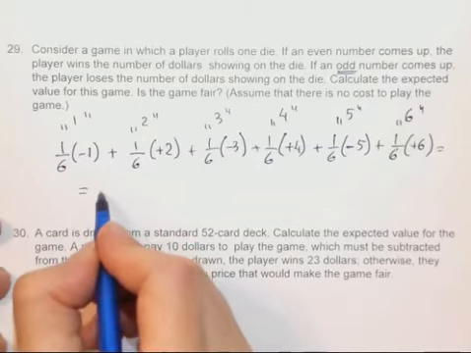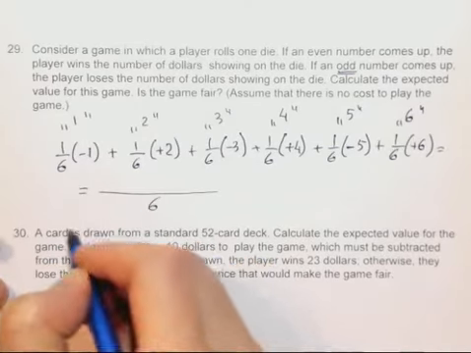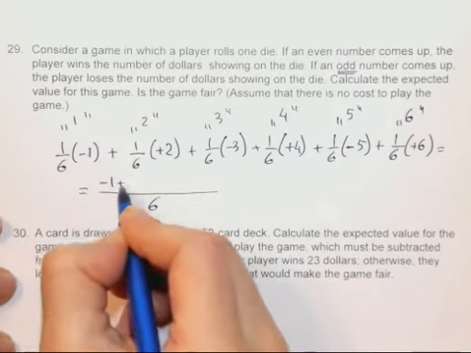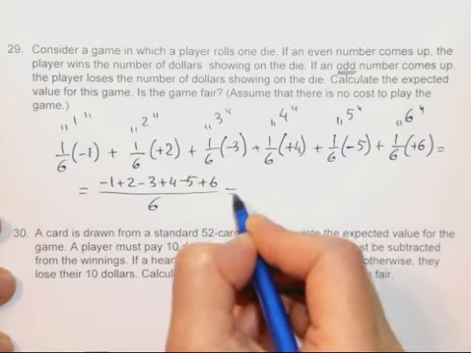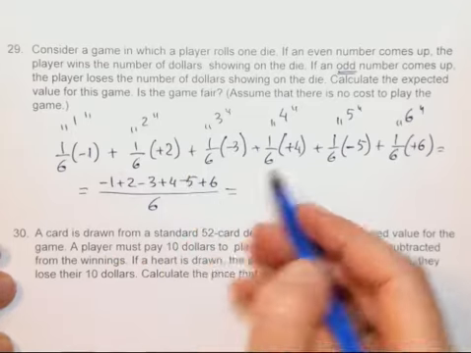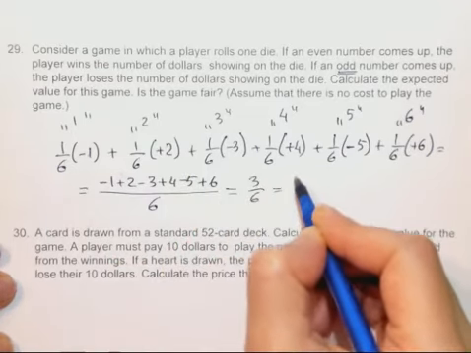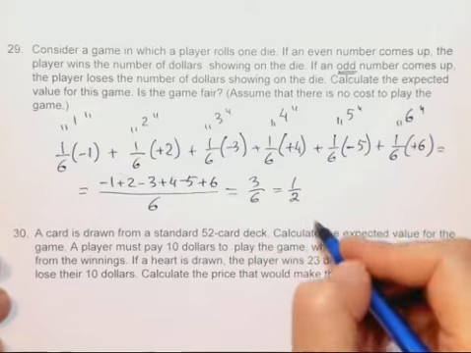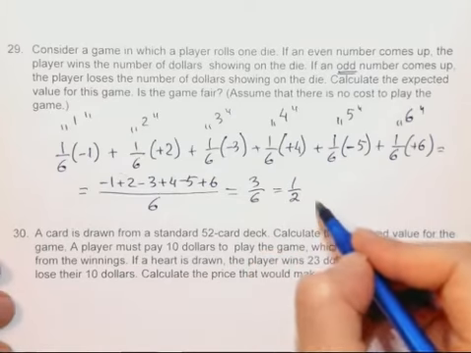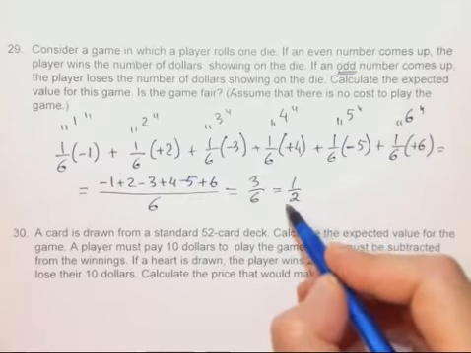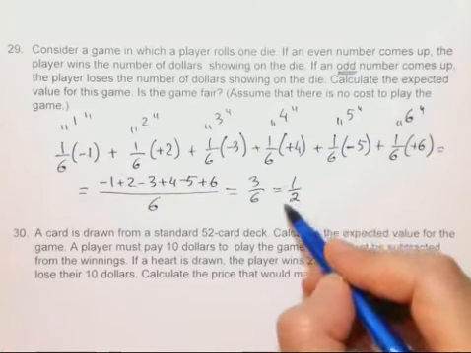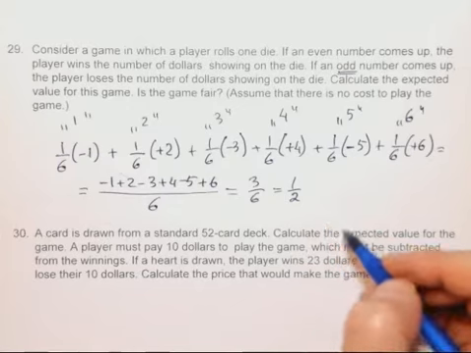Let us add all these fractions. All fractions have the same denominator, 6. So we have -1 plus 2 minus 3 plus 4 minus 5 plus 6. So 1, 1, 1, 3 over 6, or 1/2, or 50 cents. So positive 50 cents is a good play, but the game is not fair. The expected value is 50 cents, and the game is not fair.